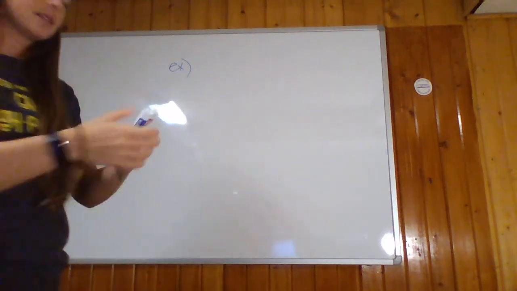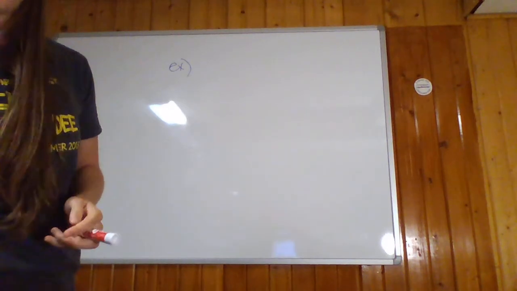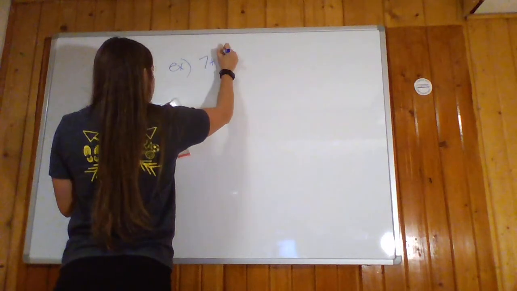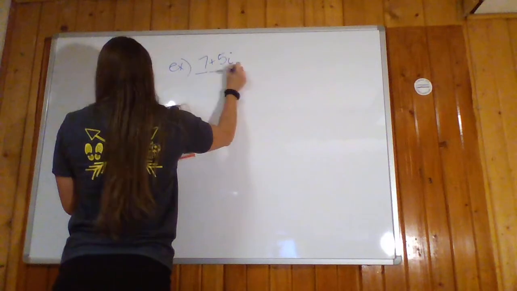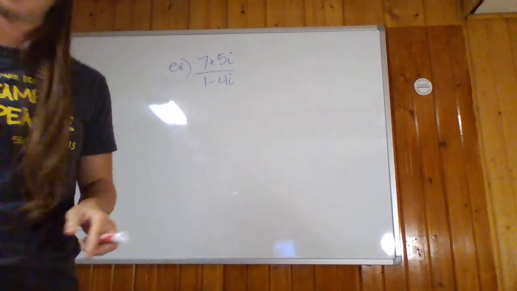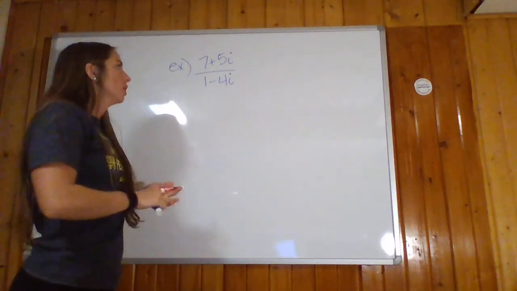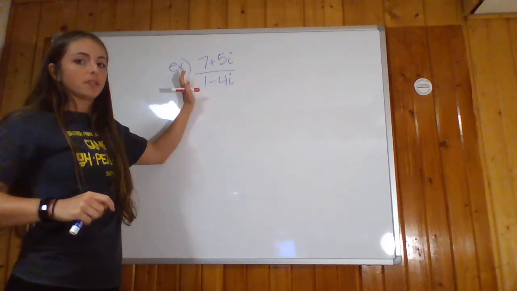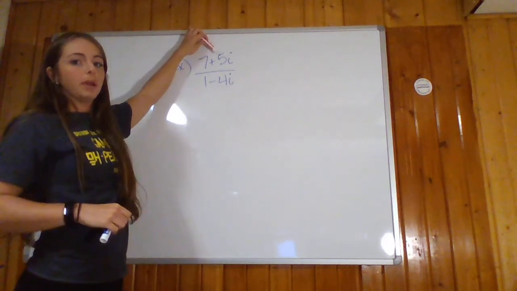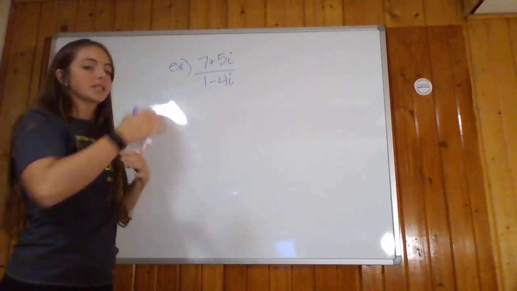So the last example then is going to be a little bit longer of one. This is when we are dividing complex numbers. So we're going to divide 7 plus 5i over 1 minus 4i. So when we're working with division, you can set that up as a fraction. The important thing to remember is that if I have addition happening in my numerator or addition happening in my denominator, I can't go through this cancellation process.